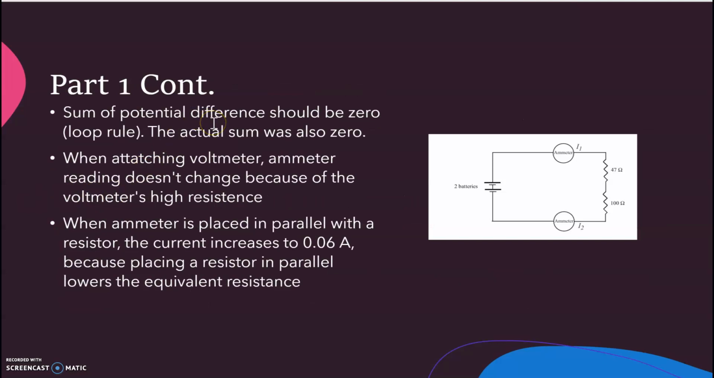The sum of potential differences should be 0 according to the loop rule. So the actual sum in this scenario is also 0. When attaching the voltmeter, the ammeter reading doesn't change because of the voltmeter's high resistance. When the ammeter is placed in parallel with a resistor, the current increases to 0.06 amps. This is because placing a resistor in parallel lowers the equivalent resistance.